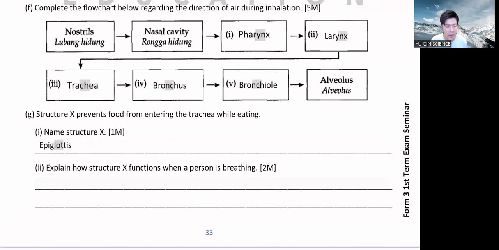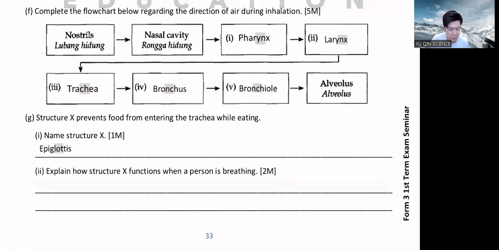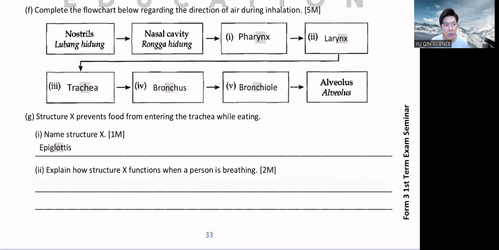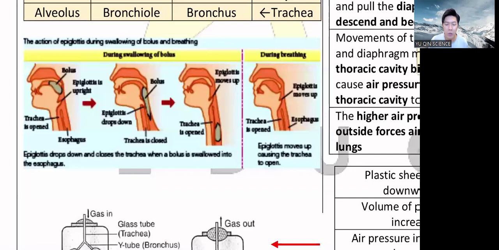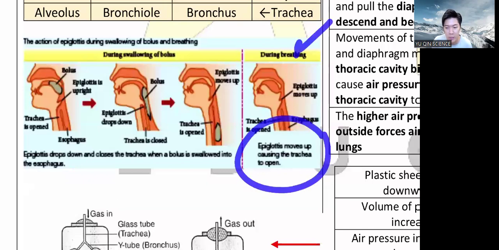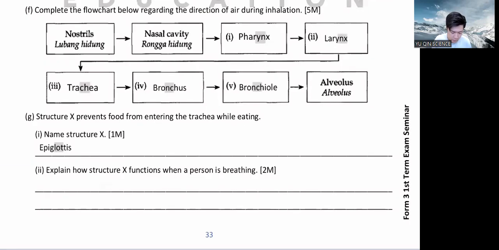Okay, how does structure X, which is epiglottis, function when a person is breathing? Wait, I thought epiglottis is for eating, then you eat and it closes so the food drops into the esophagus. Oh, breathing. Really got one. Your textbook really gives you both sides. When you eat, your epiglottis closes down. When you are breathing, it opens the trachea, so the air can go into the trachea because you're not eating during breathing. So your answer is this one. Exactly.